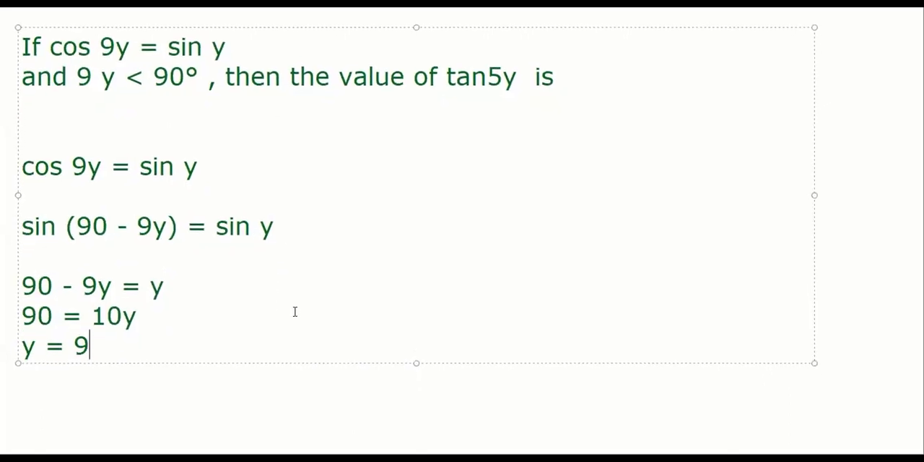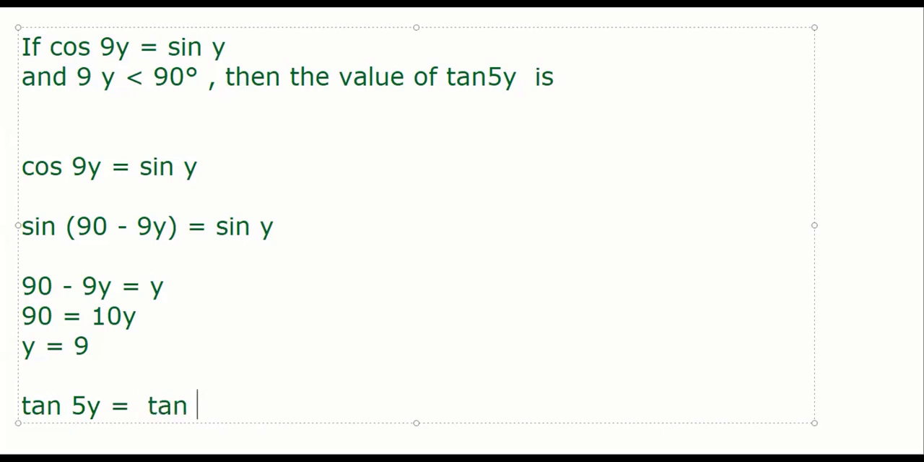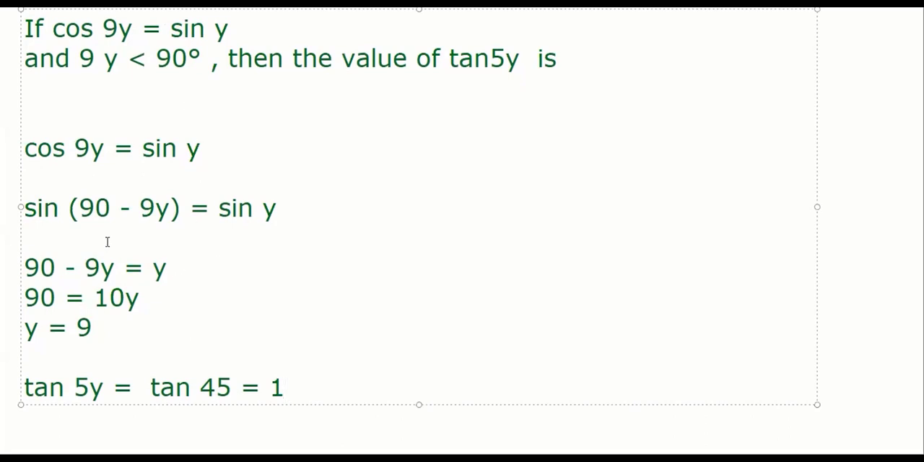Now if 9 is y, what do we need finally? Tan of 5y. Tan of 5y equals tan of 5 times 9, since y is 9, so tan 45. Tan 45 is 1. So the answer is 1. Got it, everybody? Yesterday I said, right, when we use 90 minus theta, we will be able to do it very easily. That is the only concept required. So easy, right? Ask me any question.